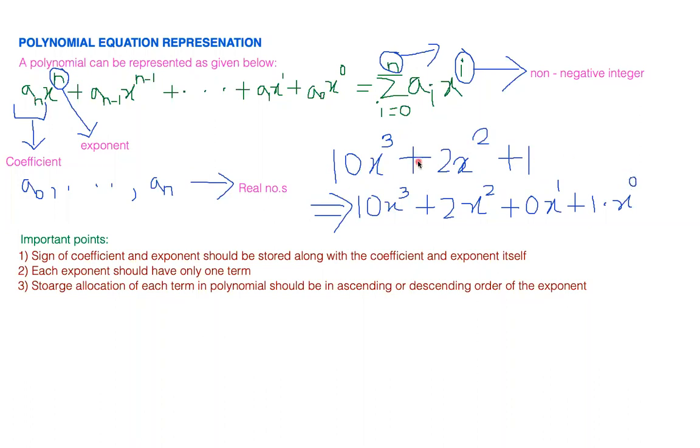And these coefficients a0 to an should be real numbers, so they can be either integer values or floating point numbers. But this i, that is the exponent, should always be a non-negative integer. And n, that is the highest exponent in a given polynomial, is known as the degree of the polynomial.